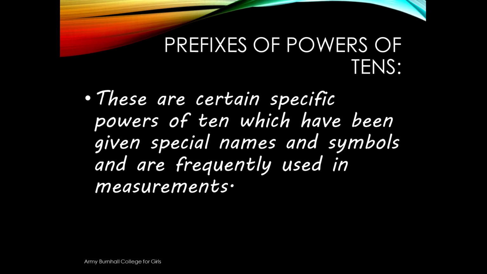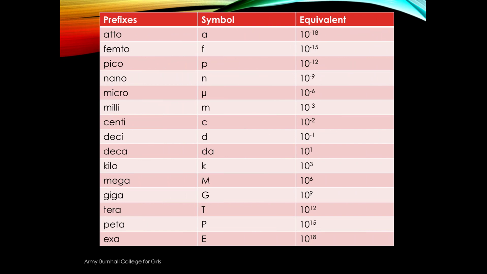Okay, so there are certain specific powers of 10 which have been given special names and symbols and are frequently used in measurements. For simplicity, we have given some powers of 10 special names, which are known as prefixes of powers of 10. You can see over here some prefixes. We have atto, which has the symbol small a, equivalent to 10 raised to power minus 18. So instead of writing 10 raised to power minus 18, we can write small a.